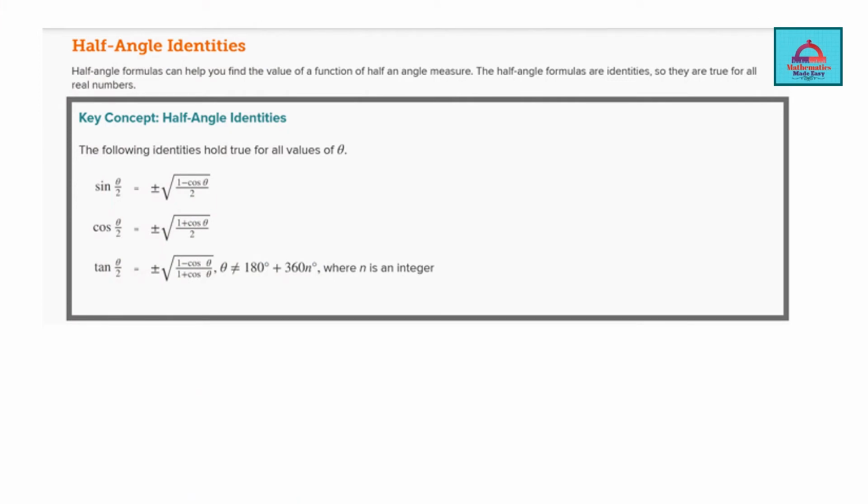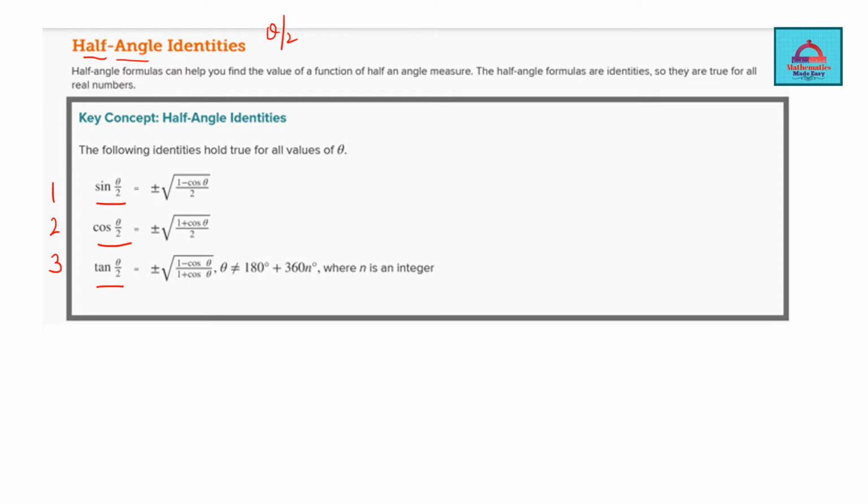Okay, so let's get to know about half angle identity. As the name suggests, it's half of an angle, so you'll have theta by 2. So we are dividing the angle by 2 here. There are three formulas in the formula sheet. The first one is for sine theta by 2, half of the angle. The second one is cos theta by 2. The third one is tan theta by 2.